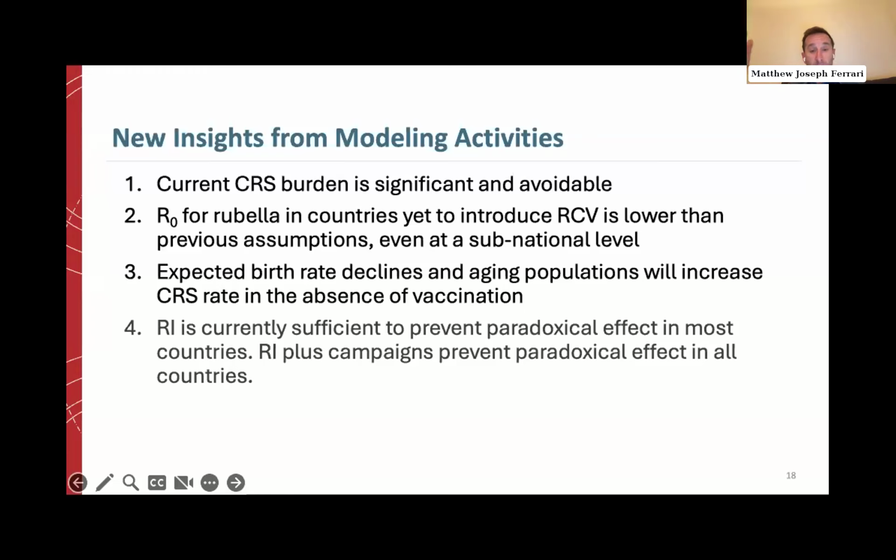So failure to act would indeed lead to an increase in CRS rates over time, and that routine immunization is currently sufficient to prevent that paradoxical effect in the countries remaining to introduce. And RI plus the campaigns that would be expected as a course of measles and rubella elimination activities can prevent that paradoxical effect in all of these countries.